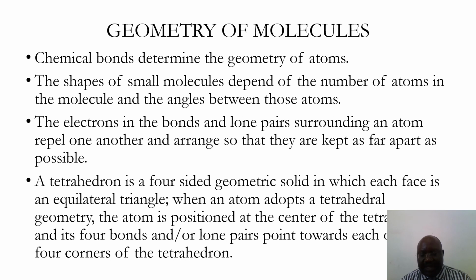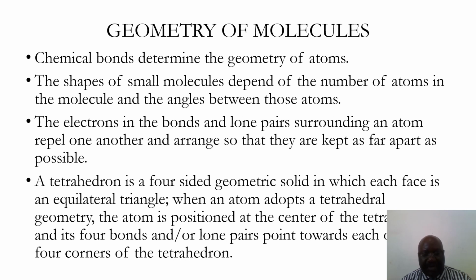This implies that when we have bonds between a central atom and other atoms, the bonds tend to repel one another so that the angle between them is as large as possible, because the closer they get, the greater the force of repulsion, whereas when they are far apart from one another, the force between them is less.